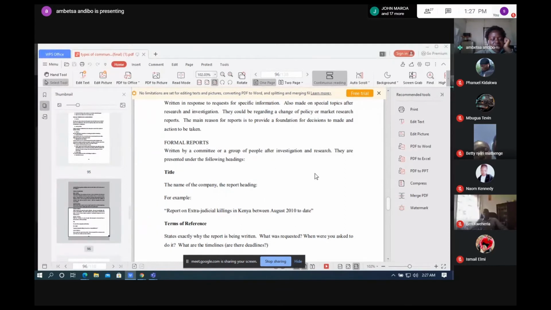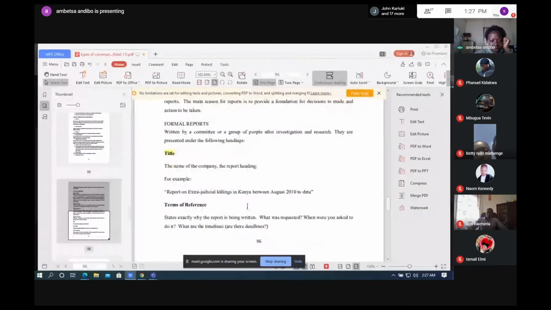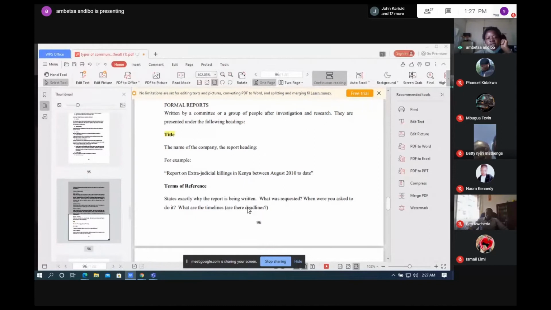The first one is the title. So you have the name of the company, and I've given an example. Report on extrajudicial killings in Kenya between August 2010 to date. If it was the Ndung'u land report, you can say report on land allocations in Kenya between 1963 to date, yeah? So that is the title.